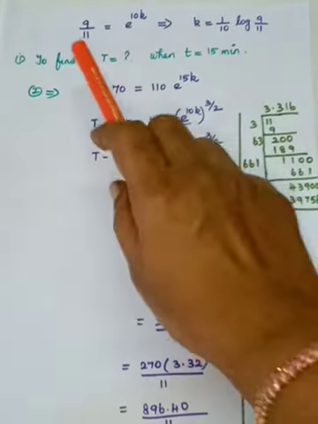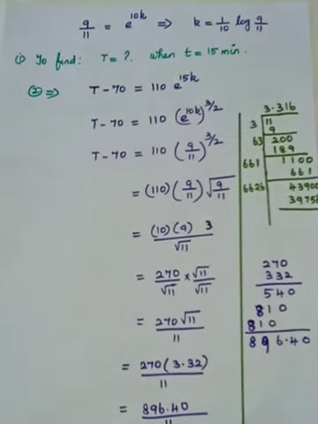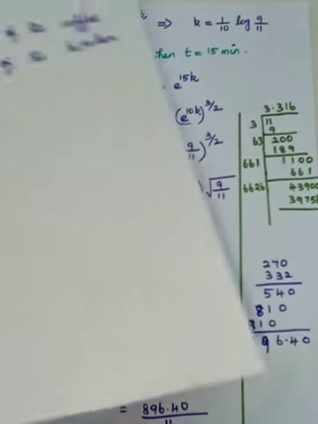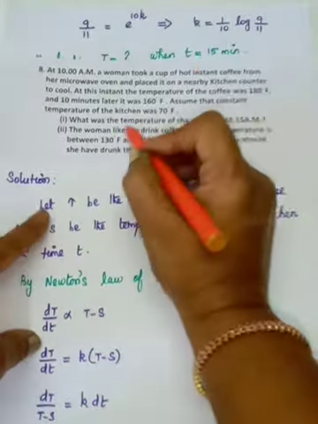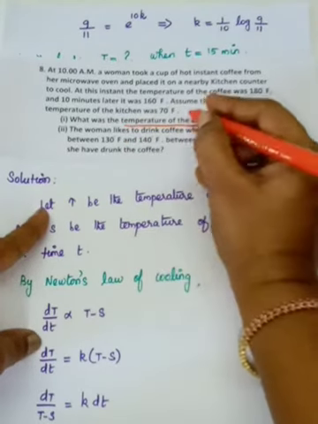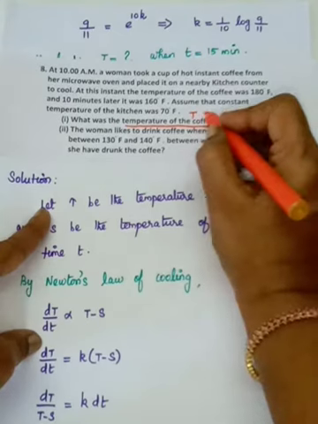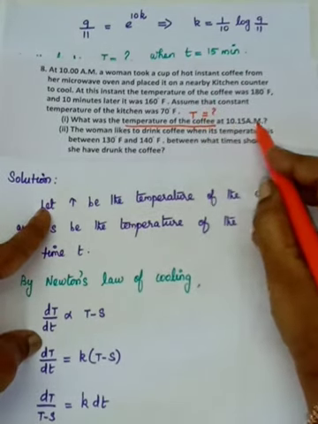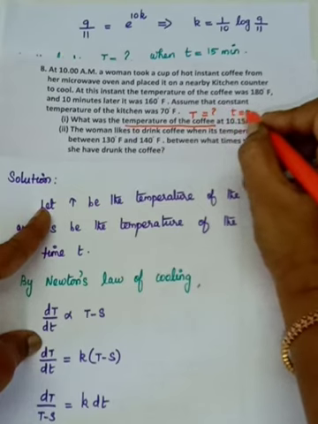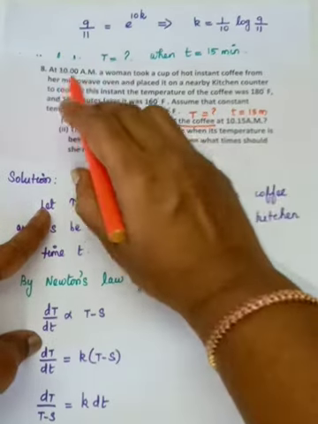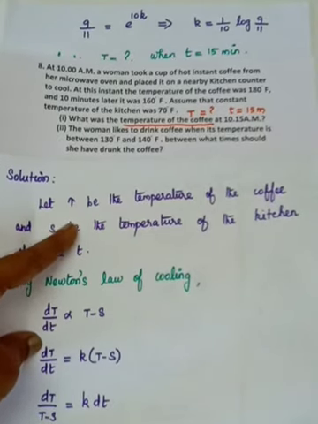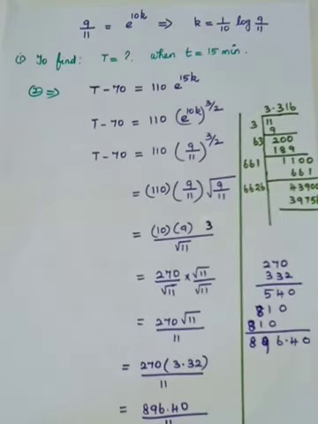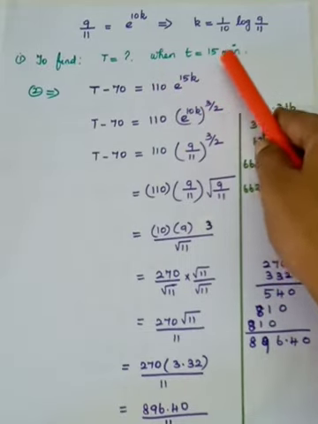So we'll see. Next, what is asked? Given condition is applied. Next you have to find what is asked. So what is the first one? What was the temperature of the coffee? What is the variable we have declared for temperature of the coffee? That is capital T. So we have to find capital T at 10:15 a.m. So therefore t is equal to 15 minutes because 10 a.m. we have taken as t is equal to 0. So 10:15 a.m. means when small t is equal to 15 minutes. So capital T has to be found when t is equal to 15 minutes.